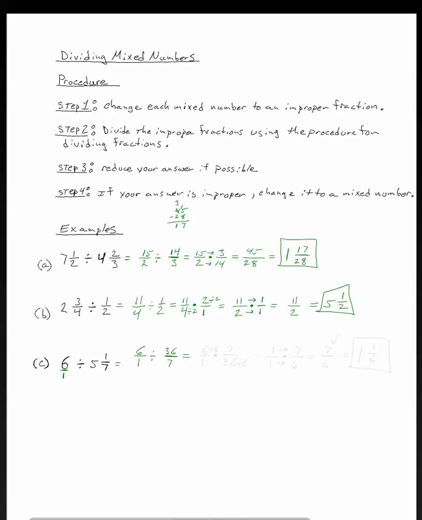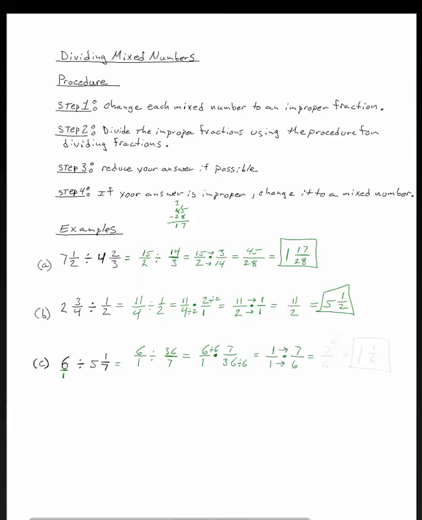Now we do our keep it, change it, flip it. So keep it, 6 over 1. Change it to multiplication, and flip it, 7 over 36. Now we've got a multiplication problem, so we can reduce on the diagonal, and 6 and 36 are both divisible by 6. That gives me 6 divided by 6 is 1 over 1 times 7 over 36 divided by 6 is 6.